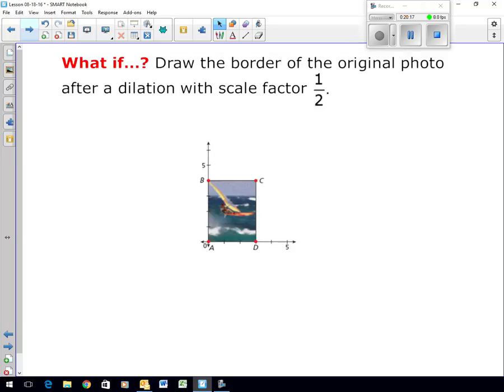You can see here. Let me help you out here. Let's do this real quickly. This is A. Y'all write these down. A is at 0, 0.